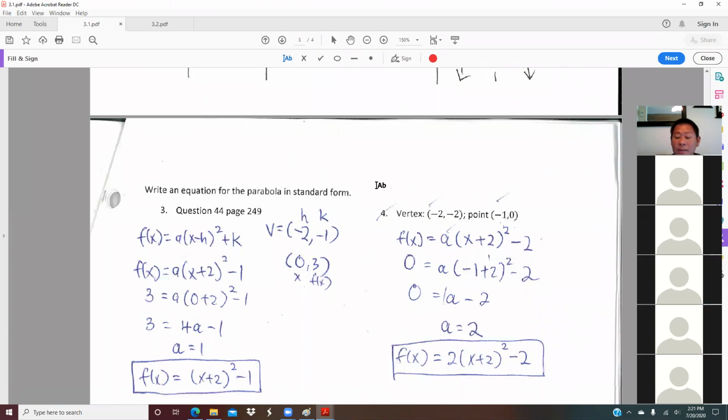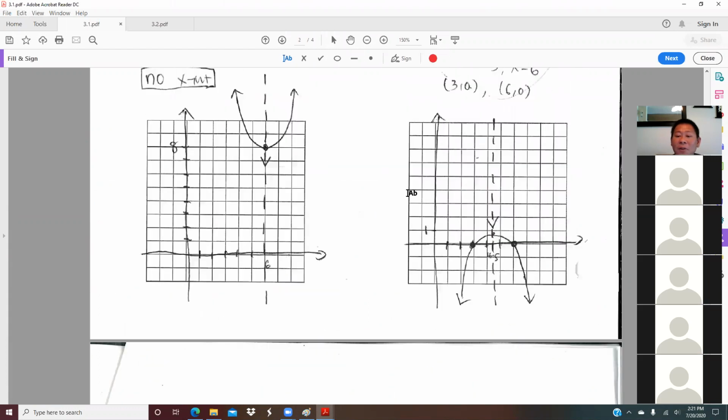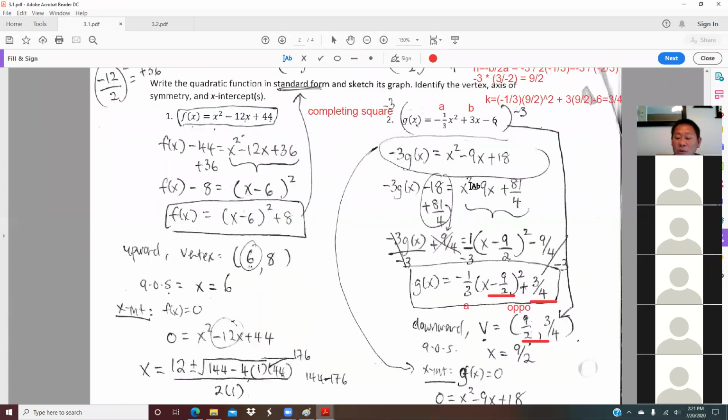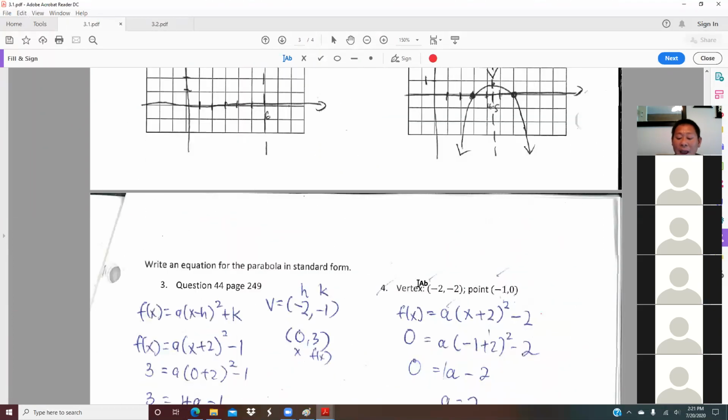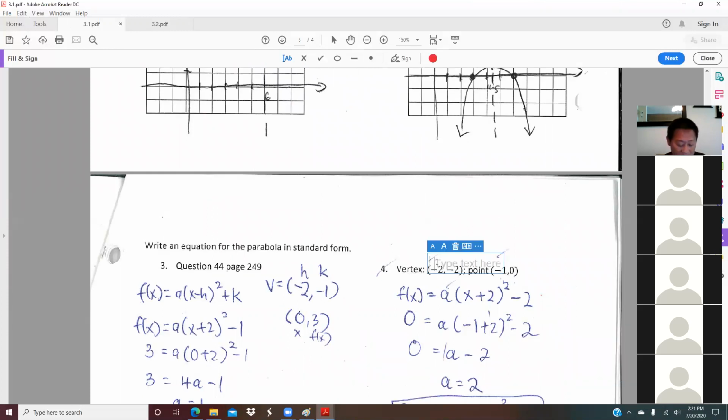Next, what happens if I give you the vertex and the point? Can you write this in an equation? So what we do here is we do it the backward style. Last time I gave you the equation, I wanted you to give me the vertex. This time I give you the vertex, I want you to give me the equation. So first thing first, this is your h, this is your k. And don't forget your h is always opposite. So you got x plus 2 squared, and then k is -2.